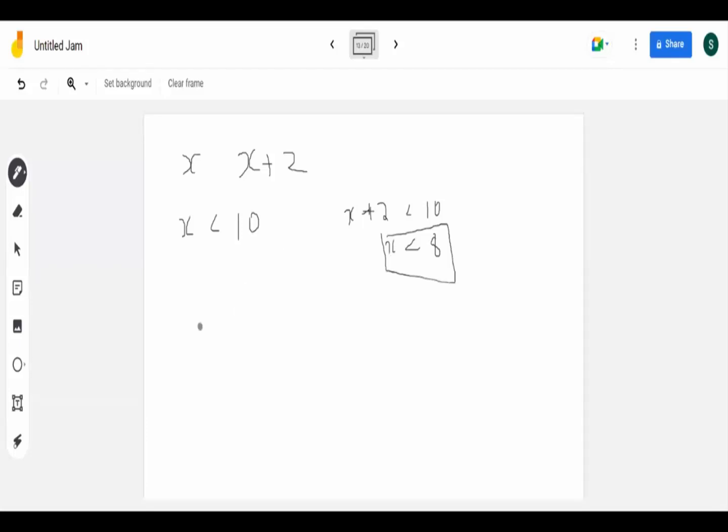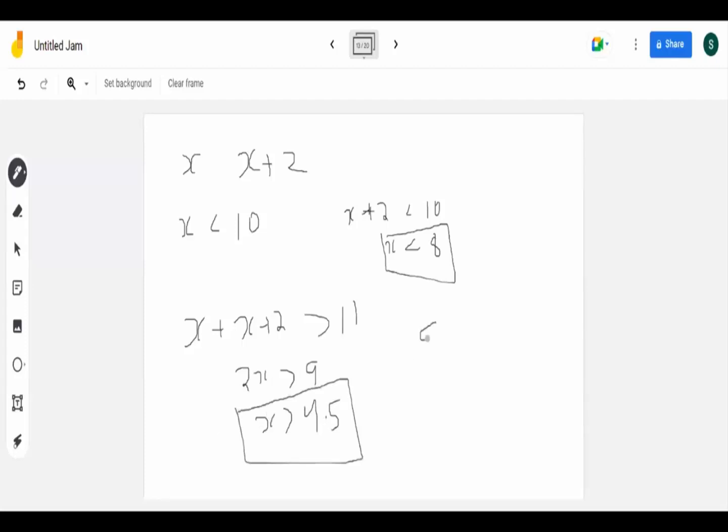Now let us apply the second condition, that the sum x plus x plus 2 should be greater than 11. So we get 2x is greater than 9, x is greater than 4.5. For x greater than 4.5 and x less than 8, the integers we get are 5, 6, and 7. But we need odd integers, so we will eliminate 6. We will get our answer as 5 and 7.